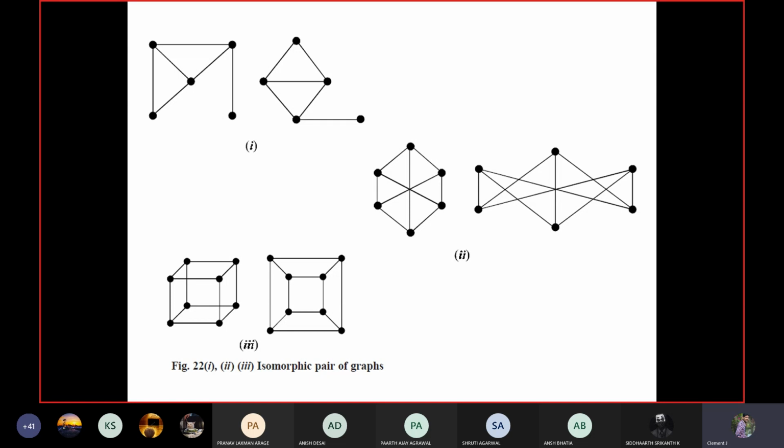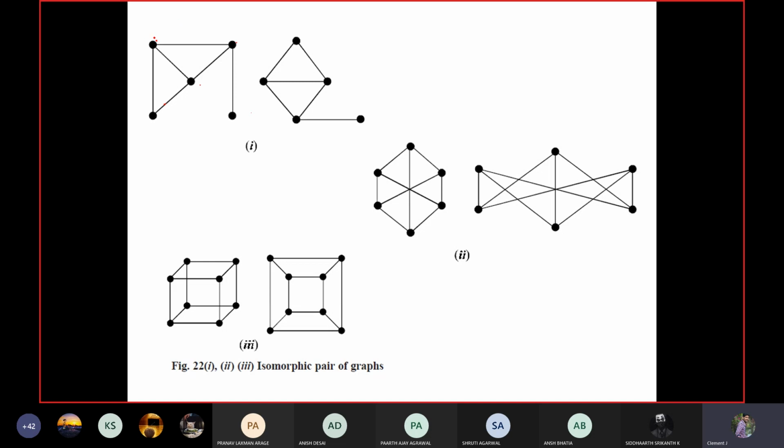Our task here is to check whether these graphs are isomorphic or not. First I need to check the number of vertices: 1, 2, 3, 4, 5. Yes, here also 5 vertices. Next, you need to check the edges: 3, 5, 6. 3, 5, 6. Yes, the first two conditions are satisfied. Third condition: I need to check the degree sequence.